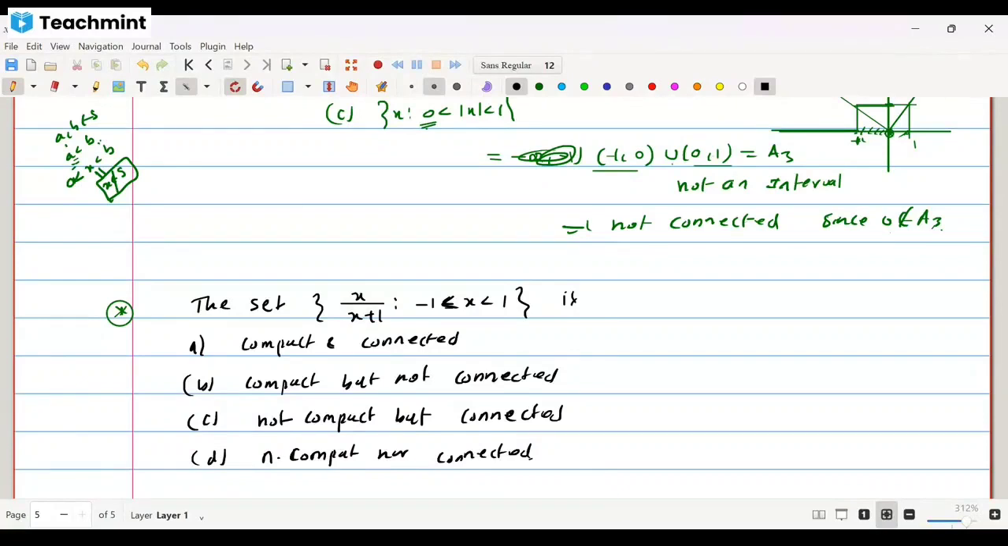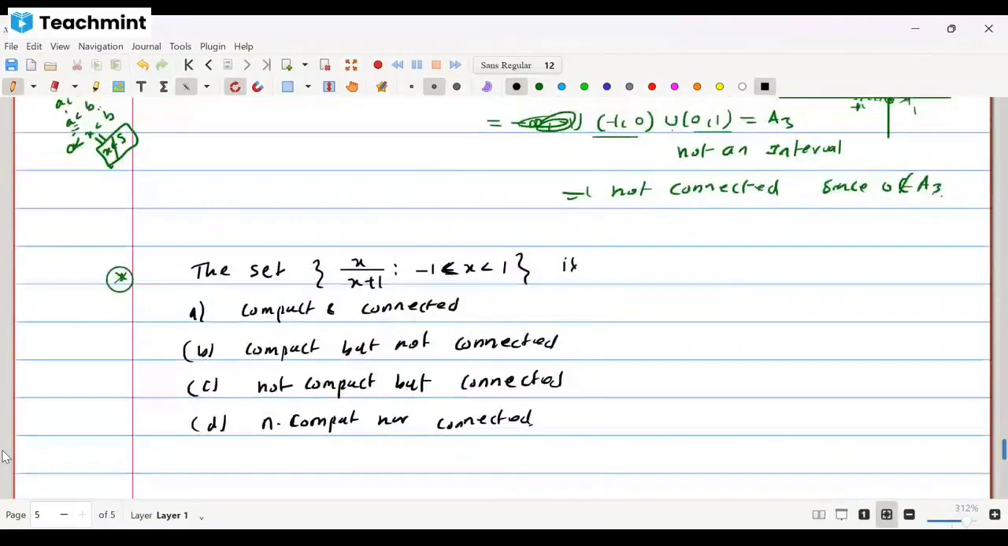Option C, sir: not compact, connected. Why, madam? It is not closed and bounded, sir, that is why not compact. Okay, is it not bounded, madam? The endpoints are not included, sir, so bounded. Suppose it is bounded, madam, but not closed. So is it connected? It is not compact and not connected, sir.